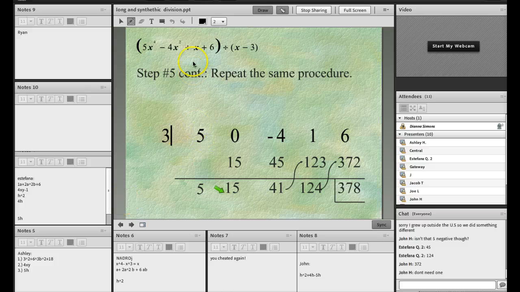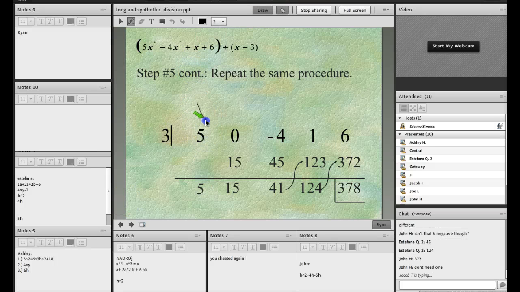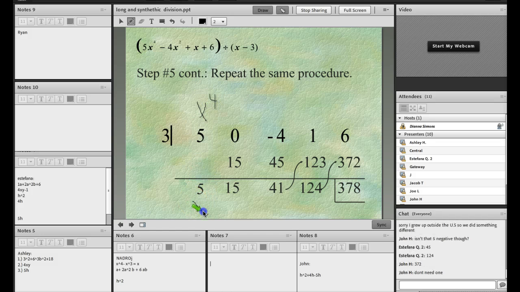Okay? Now, real quick. This was x to the 4th, right? When you write your answers down here, this is going to be 1 degree less. Your answer, that first term is going to be 1 degree less. So if this is x to the 4th, this is x cubed, this is x squared, this is the linear term, this is the constant, and this is the remainder. Does that make sense? Make sense over there, guys?